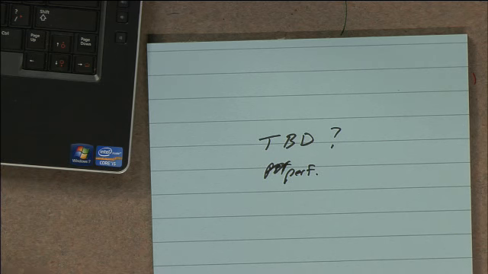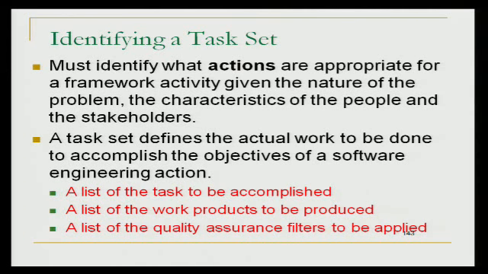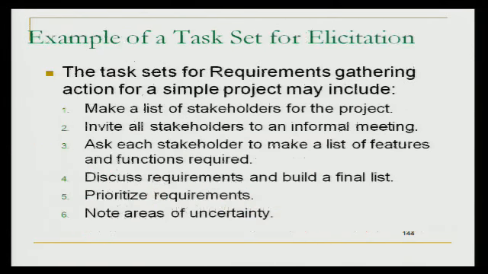So there are some quality filters you can apply to the requirements process as well. For example, let's just take elicitation. A task set for elicitation means requirements gathering, although I don't like the word gathering. There's a lot of activities that go on. So look at this list of 6.